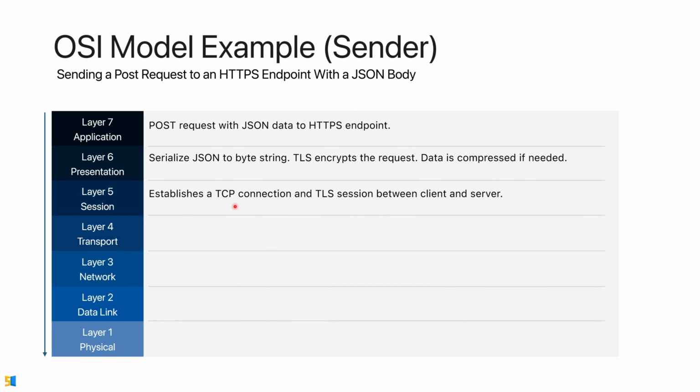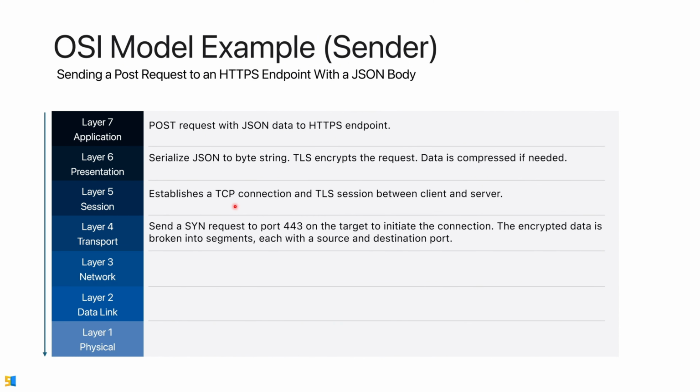In layer 5, it establishes TCP connections and TLS sessions between the client and the server. Let's say it's the first time trying to connect with the server. Therefore, it sends a SYN request, right? The three-way handshake in the TCP protocol to port 443, because it's TLS, right? The default port is 443, to the target to initiate the connection.